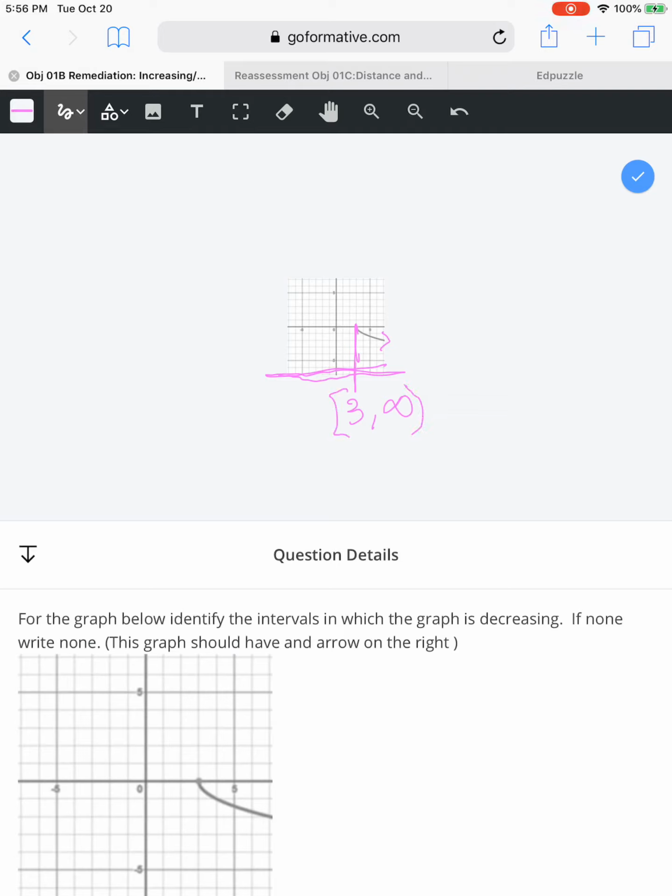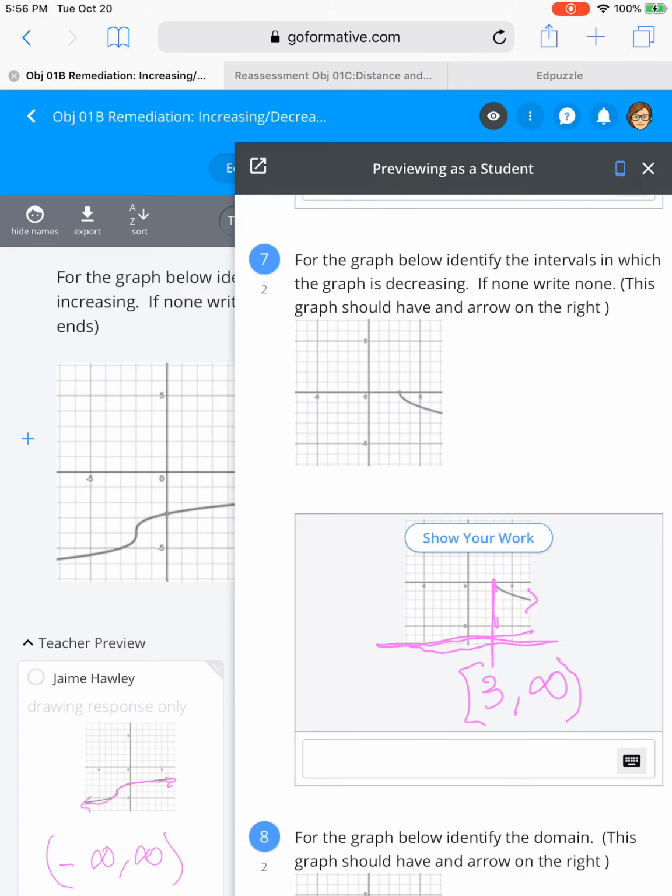We have a point at 3. The only time you don't put closed parentheses is if there's an asymptote. This one doesn't have an asymptote. It just starts at 3 and keeps going. It continues to decrease from there on out. And only use the x values for decreasing.